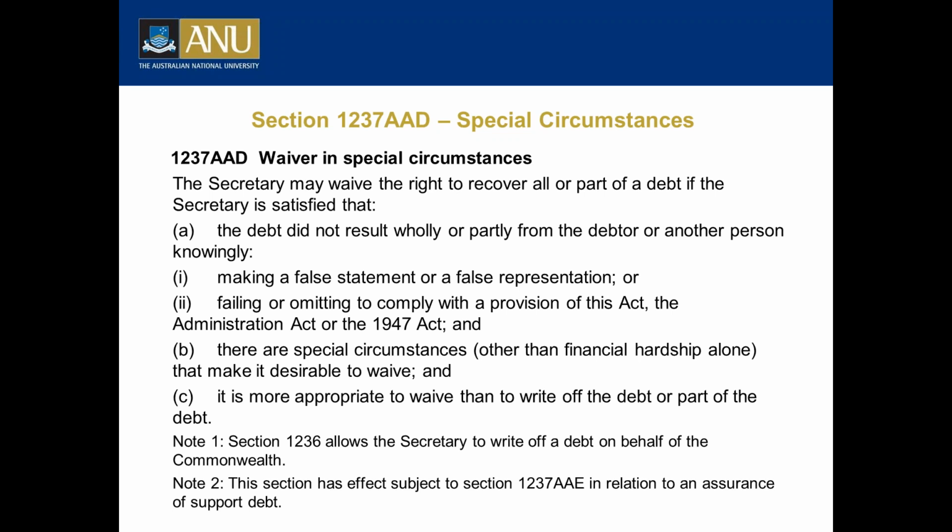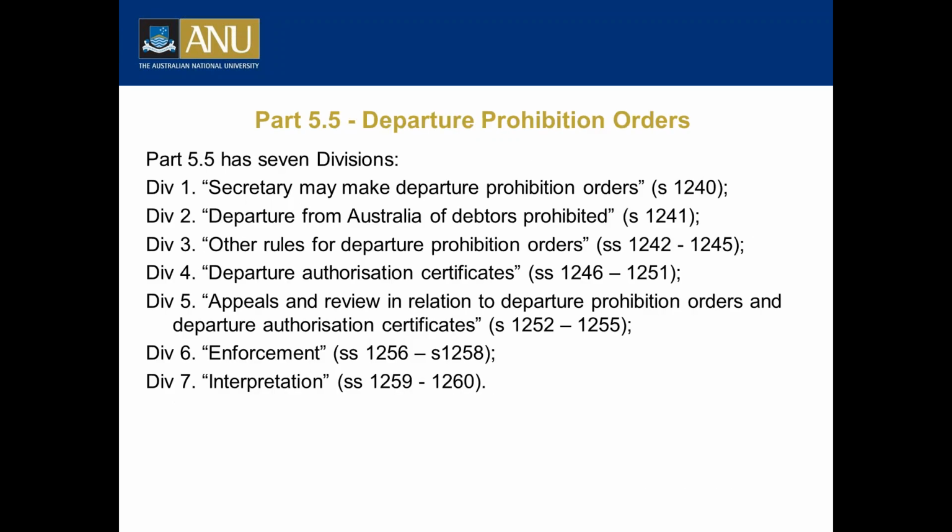And finally, I'll come to departure prohibition orders, because I think we've really got to the end of the time. What they are is orders from the Secretary which simply prohibit a person from leaving Australia if they have a social security debt. If the Secretary makes such a decision, then you can appeal against it in the Federal Court or the Federal Circuit Court. It's not a tribunal review.